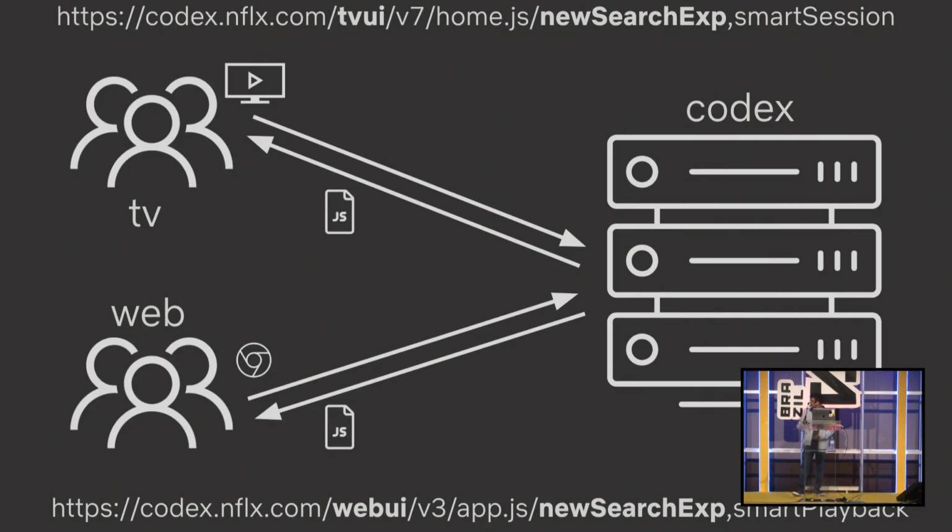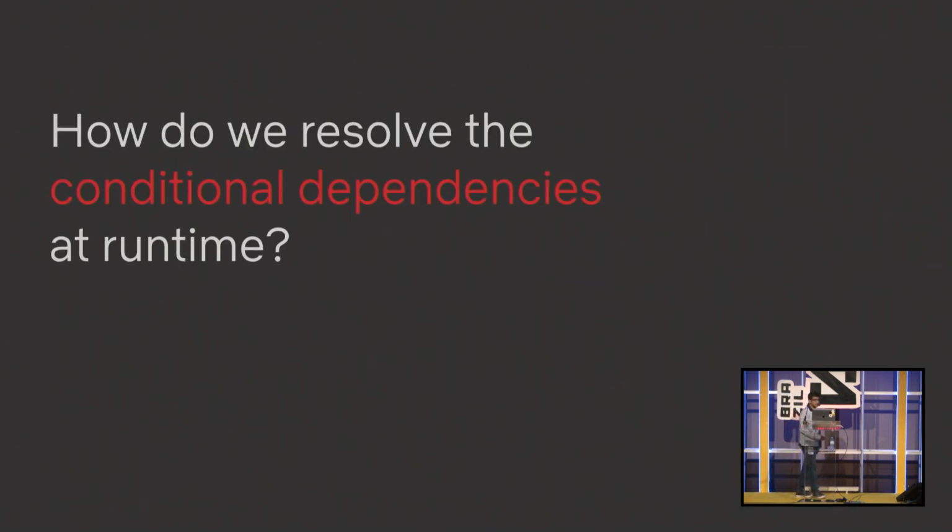So you can imagine that if somebody makes a request from the browser, that request actually comes to Codex. So it's requesting that JavaScript file from the Codex servers. And this particular server is able to give back the JavaScript file, which is very specific and highly targeted for that particular user. So the next question you should have is, how do we resolve these conditional dependencies at runtime?